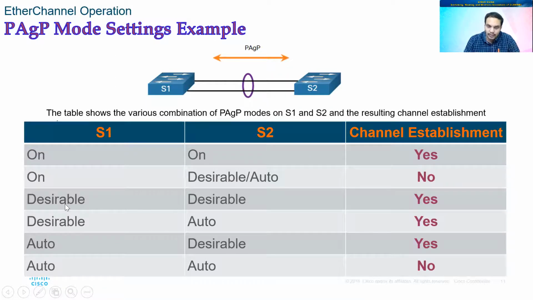If one side is set as desirable and the other end is also set as desirable, then automatically the channel is established, because both are actively trying to negotiate. Similarly, one side is desirable and the other side is auto, or one side is auto and the other side is desirable. In both cases, the channel establishment will be made, because at least one side of the switch is trying to actively negotiate and establish the link. But if both sides are set to auto, both are in passive negotiating states. That means they don't actively try to establish the link. So no channel establishment will be done. So these are the states for PAGP.